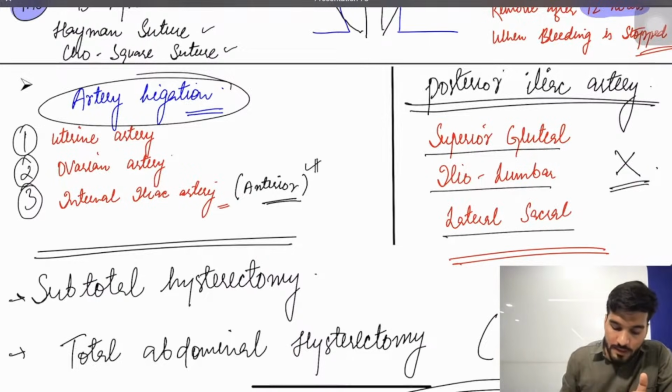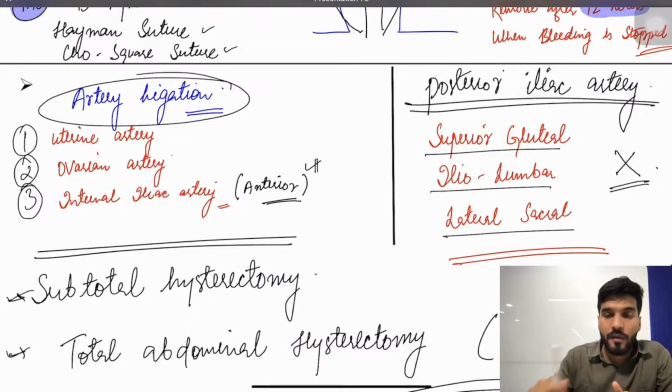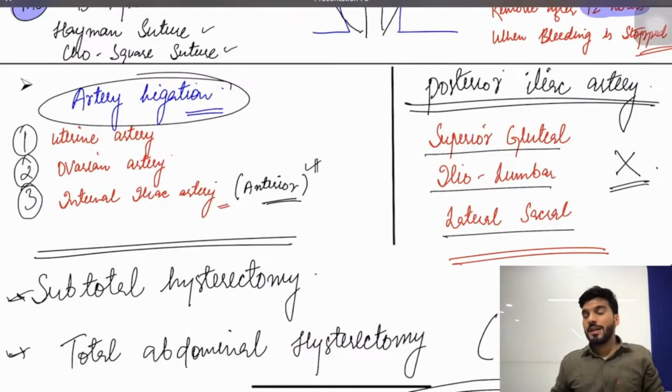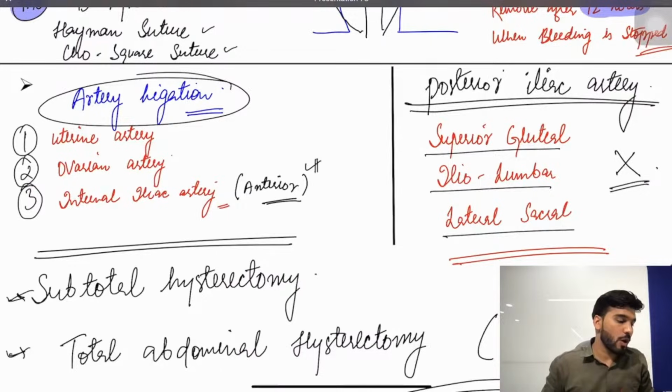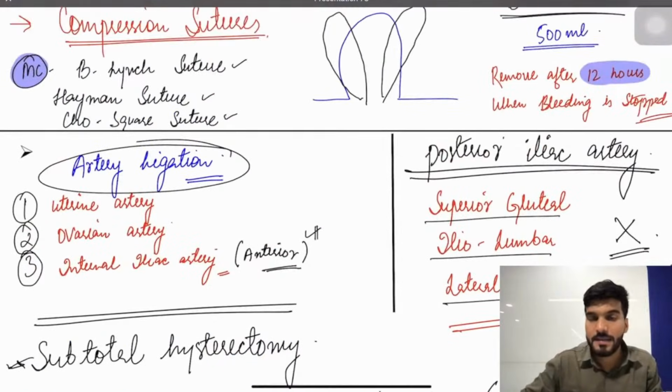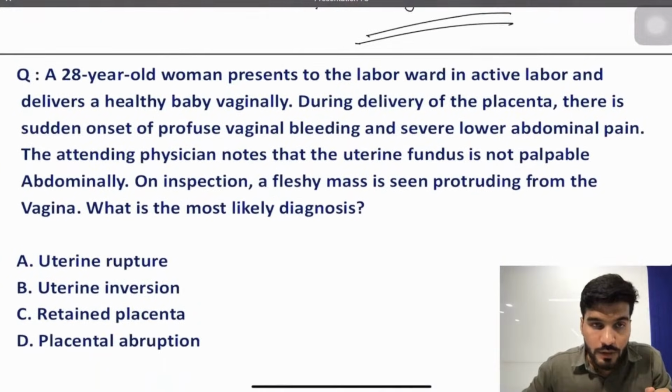Okay, and if the bleeding is not stopped, subtotal, and then remove the uterus plus cervix, called total hysterectomy. Total abdominal hysterectomy. Okay, is that clear to everyone? Yes, PPH is clear to everyone. Let's move to the next question and the topic now.